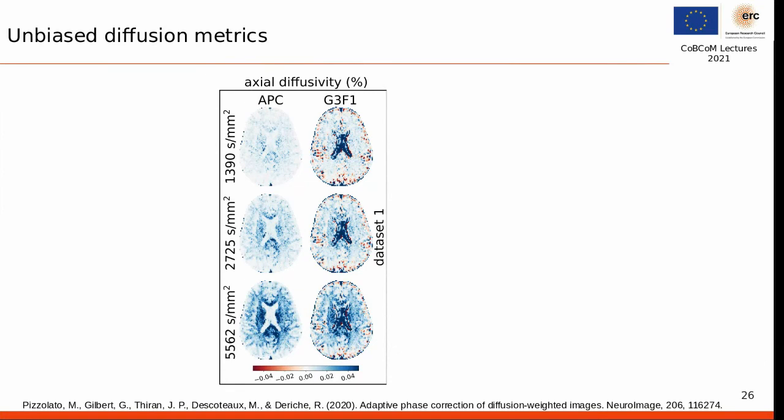So we see here along the rows that the b-value is increasing. And again, we see the percentage change compared to when we use magnitude images that is increasing as a function of the b-value. So here in the color bar, a value of 0.04 represents about a 4% change, and in this case, an increase of the actual diffusivity value after adaptive phase correction compared to the case when we use magnitude images. And similarly, on the right, there is the competing technique that does not show such behavior.